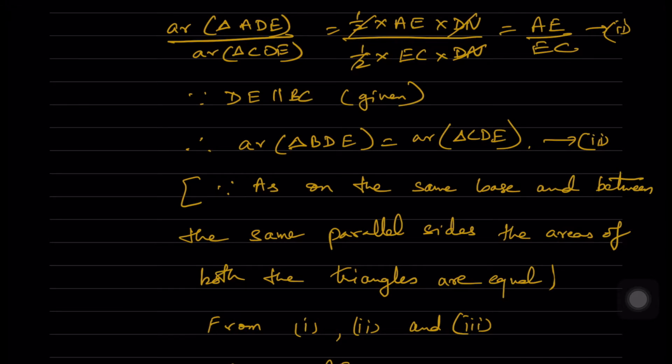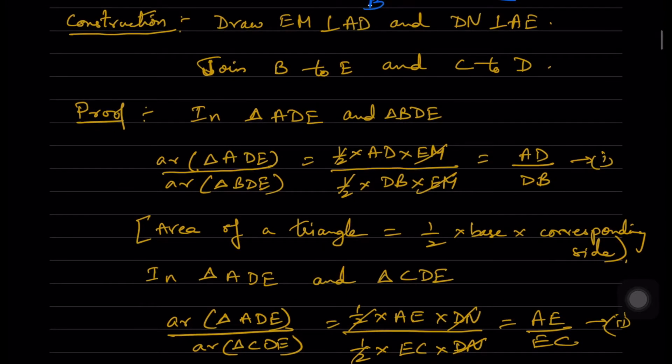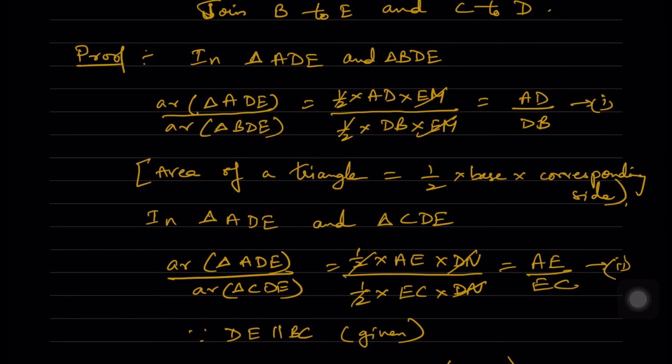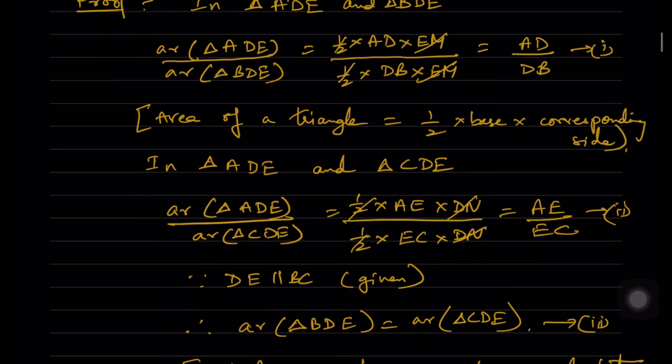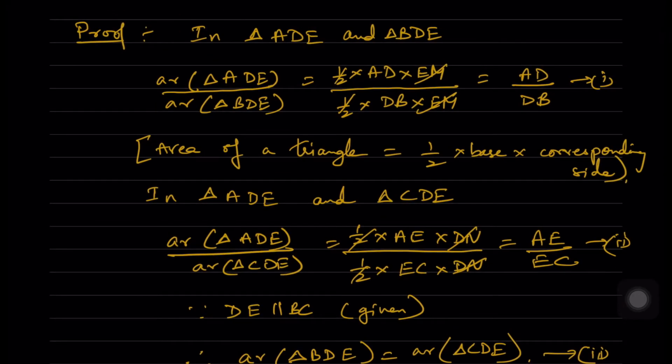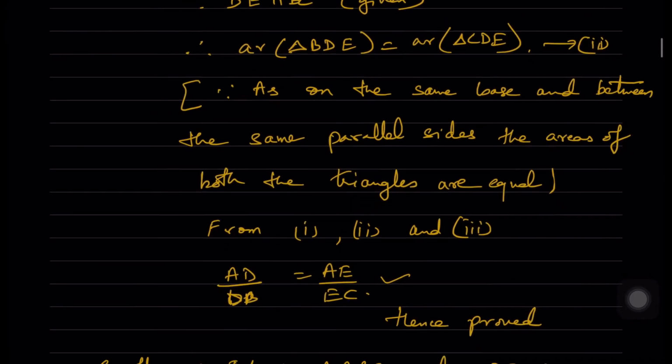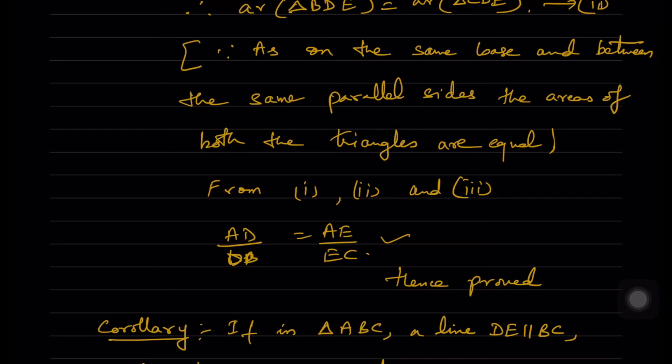Now when you are considering these two triangles, area of triangle ADE, and equating these two and cross multiplying, you get area of BDE is equal to area of CDE, which is nothing but equal to 1. So therefore, from 1 and 2, you will get AD by DB is equal to AE by EC. This is what we had to prove.